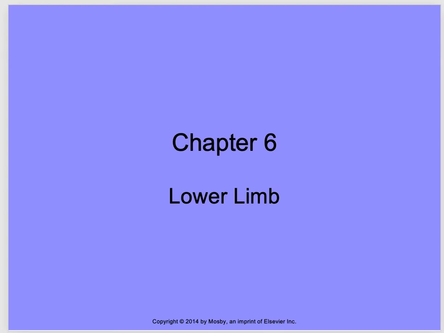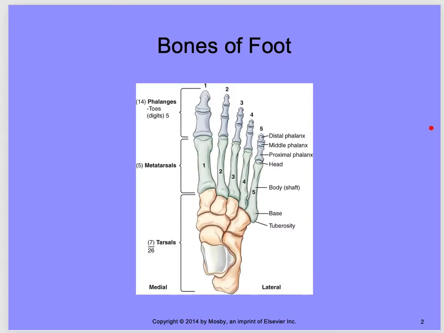So, chapter 6, lower limb, bones of the foot. Just like the bones in the hand, we have our phalanges. There are 14 phalanges. We have 5 metatarsals, and instead of carpals, we have tarsals, and there are 7 of those tarsals.